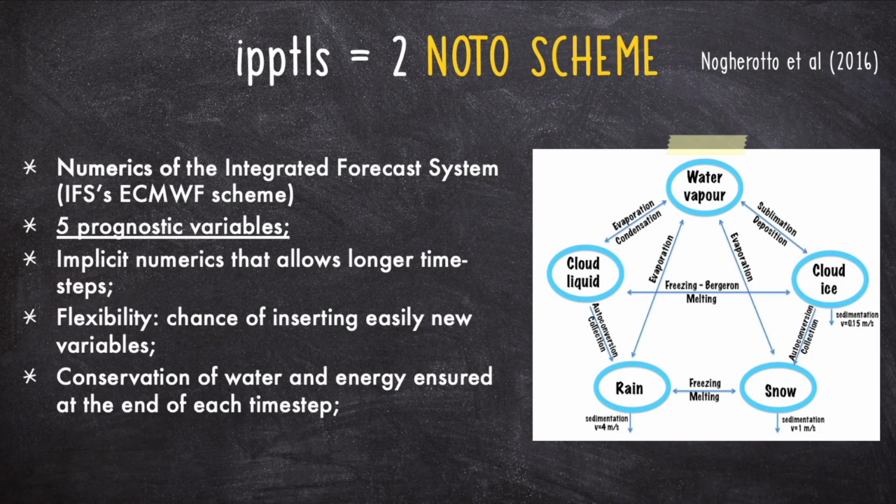The numerics are implicit and therefore allow the use of longer time steps. It is flexible, as it is possible to insert easily new variables if one wants to do it in the future. And it checks at the end of each time step the conservation of water and energy.